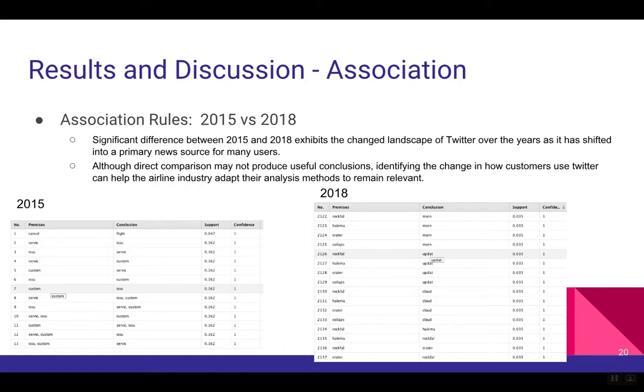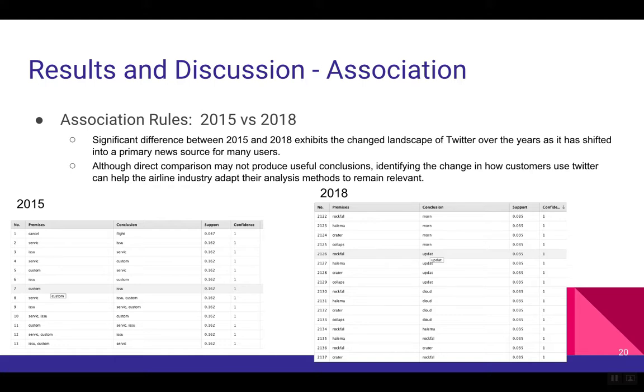As we see, the word cancel typically resulted in mentioning the cancellation of a flight, and the word service being mentioned likely led to a tweet mentioning something about a customer service issue. In summary, 2015 association rules show a strong association between terms revolving around customer service issues and complaints.